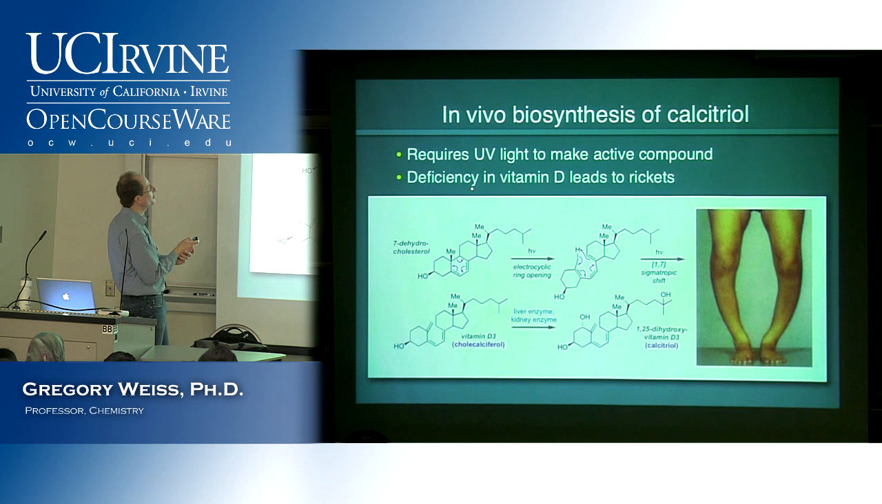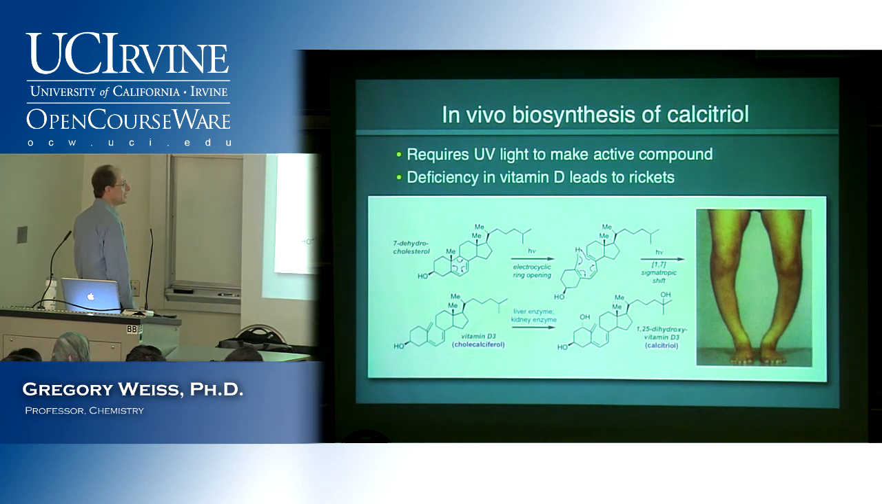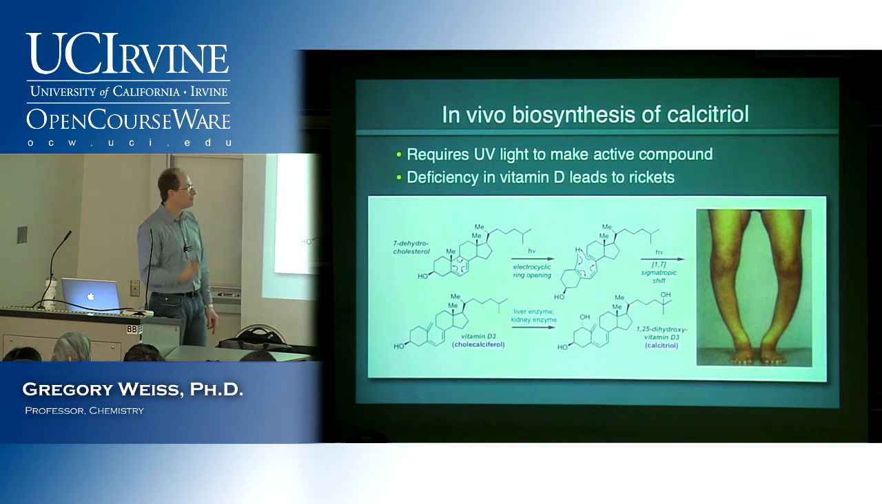If you have a deficiency in vitamin D, this leads to rickets, the bow-legged phenomena. This is just one of the many manifestations of this really terrible disease. But again, the key is that in our diets, we get enough vitamin D3. This leads to liver enzymes and kidney enzymes that convert it to calcitriol, and then calcitriol binds directly to nuclear receptors.